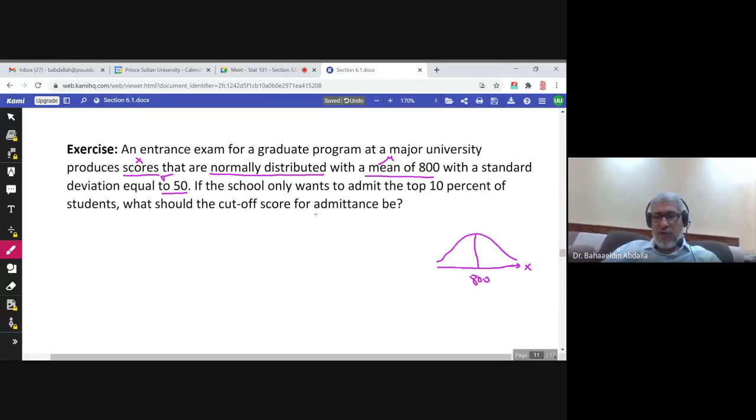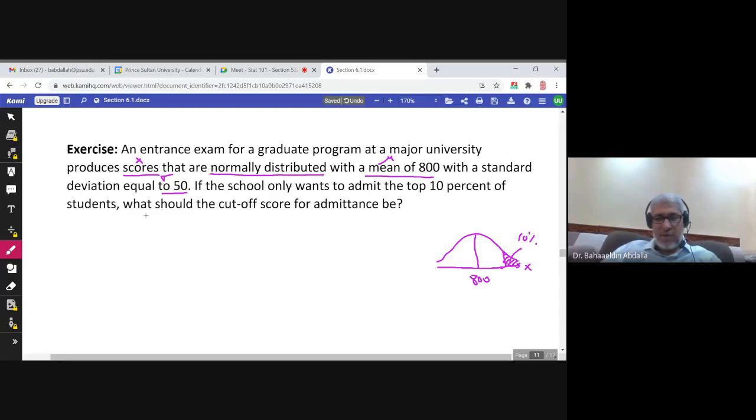If the school only wants to admit the top 10% of students, look carefully at this condition. The school wants to admit the top 10% of students. Now, these are the scores of the students. The mean of the scores is 800. Where are the top 10% of the students? Well, the top 10% of students would be somewhere here. So this area is 10%.